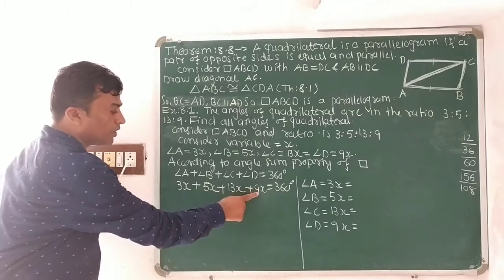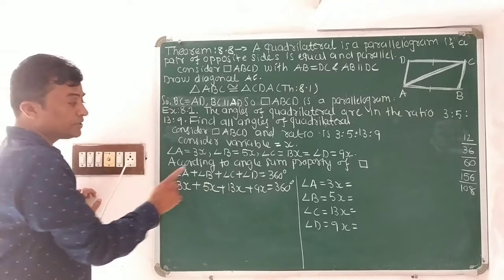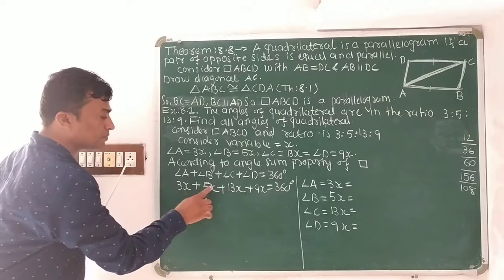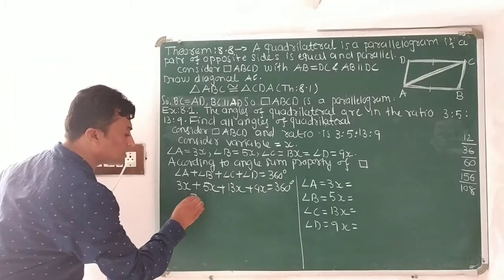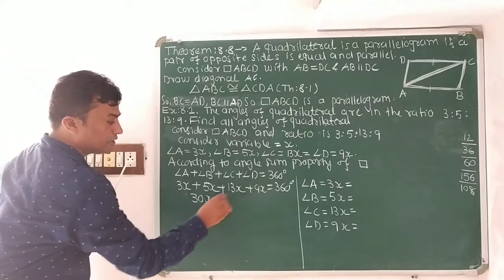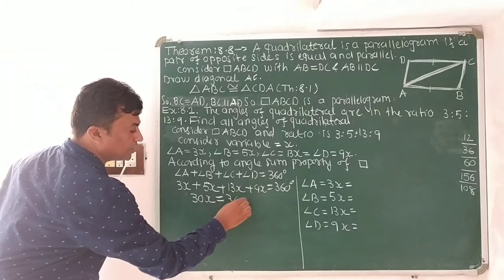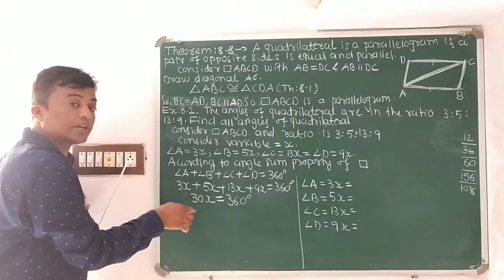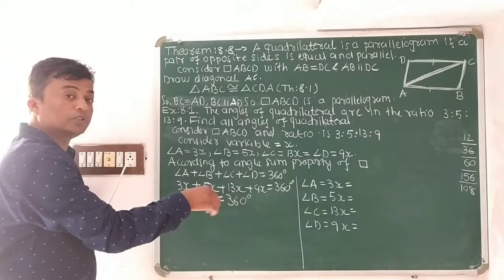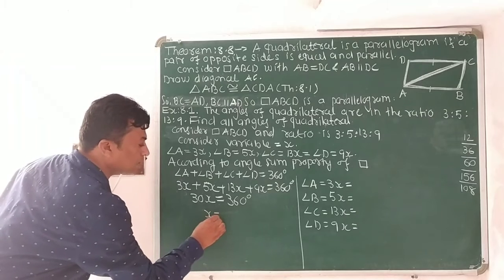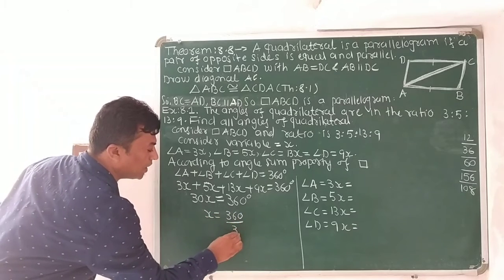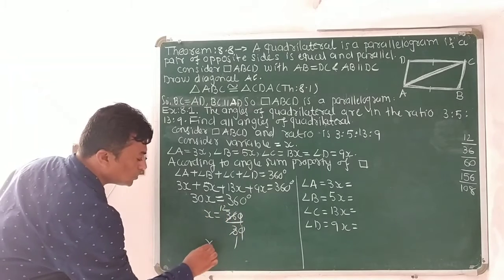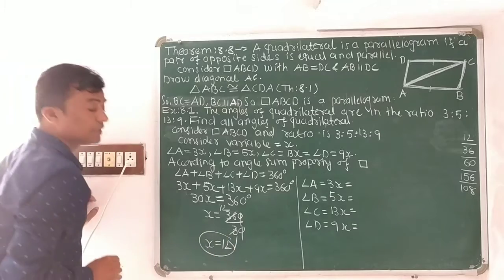Now we will add 9, 13, 5 and 3, and see children, the sum is 30. So 3x plus 5x plus 13x plus 9x is equal to 30x, which equals 360 degrees. Now we have to identify the value of x. So 30 will go to the other side of the equal sign as division. So x is equal to 360 divided by 30. The zeros cancel, 3 ones are 3 and 12 threes are 36. So x is equal to 12.